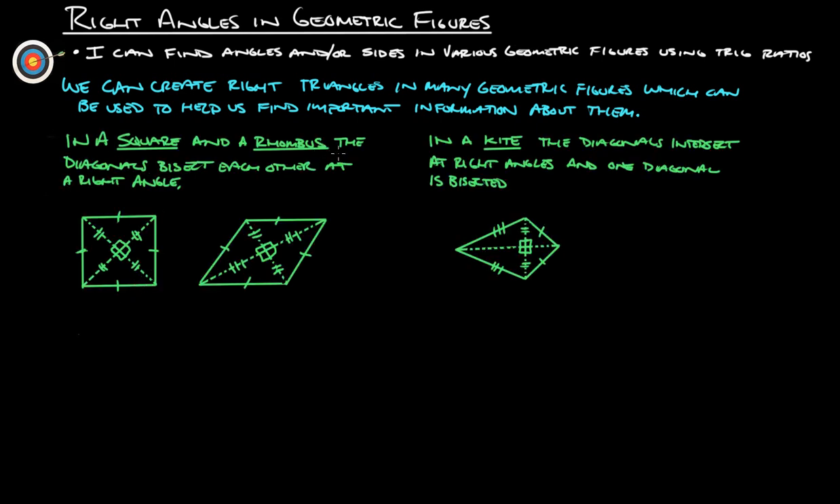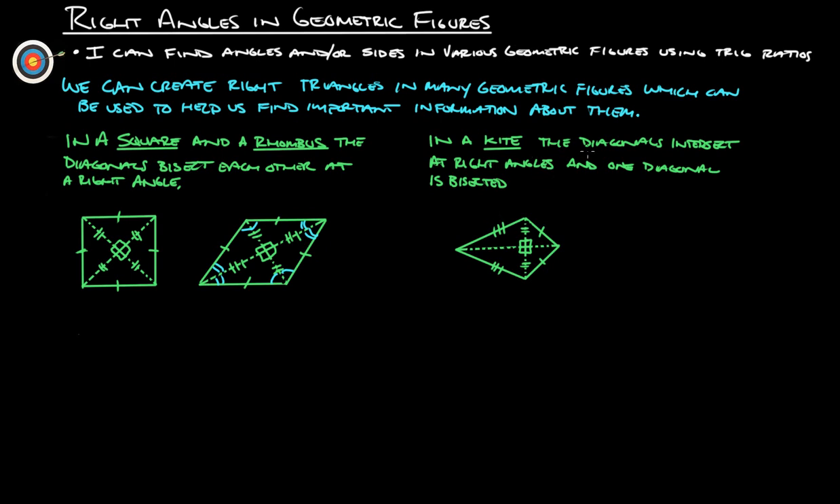In a square and in a rhombus, the diagonals bisect each other at right angles. Okay? And then also, these diagonals will cut these angles here exactly in half. So that's the same as that, which will also be the same as that. And then these are the same as each other as well. Same thing as with the square.